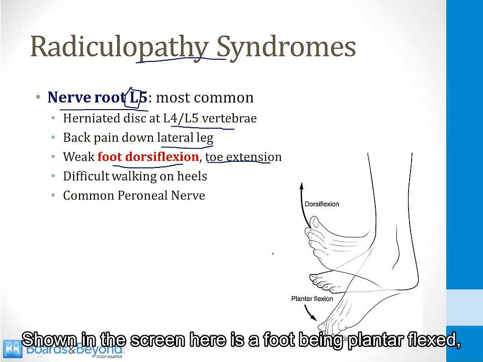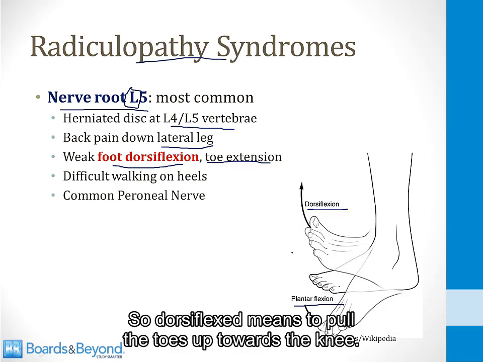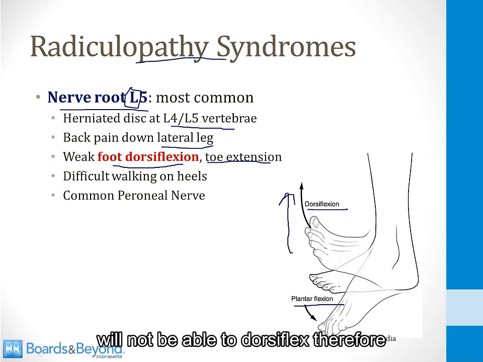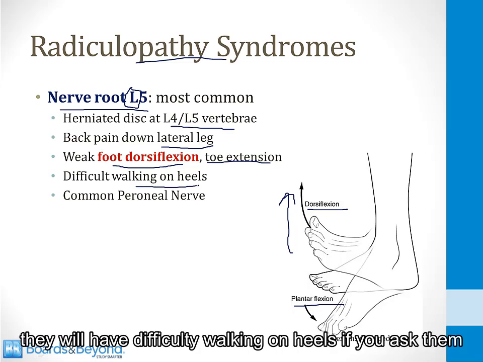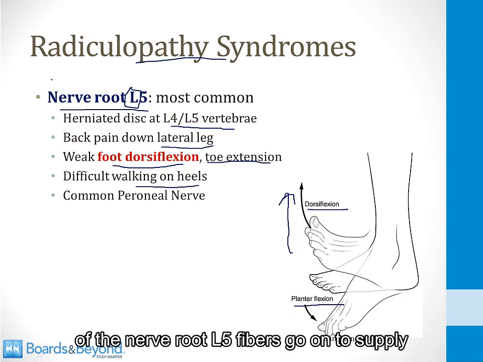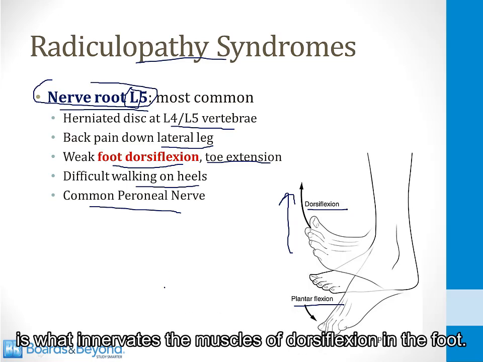Shown on the screen here is a foot being plantar flexed and dorsiflexed. Dorsiflexed means to pull the toes up towards the knee. Patients who have an L5 nerve root radiculopathy will not be able to dorsiflex. Therefore, they will have difficulty walking on heels if you ask them to do this in the clinic. The reason for this is because many of the nerve root L5 fibers go on to supply the common peroneal nerve, and the common peroneal nerve is what innervates the muscles of dorsiflexion in the foot.